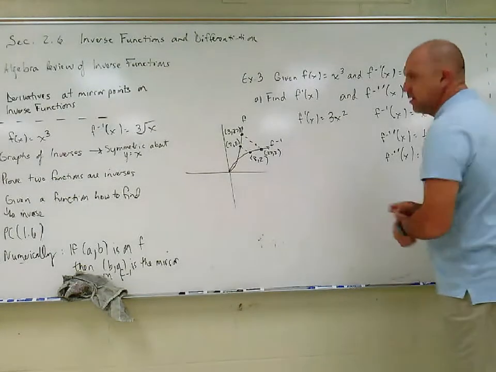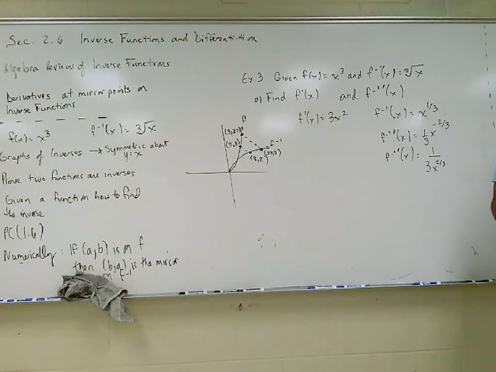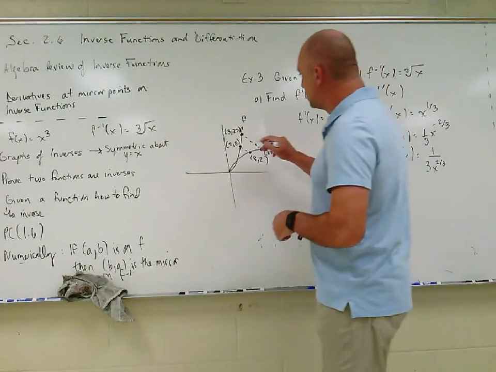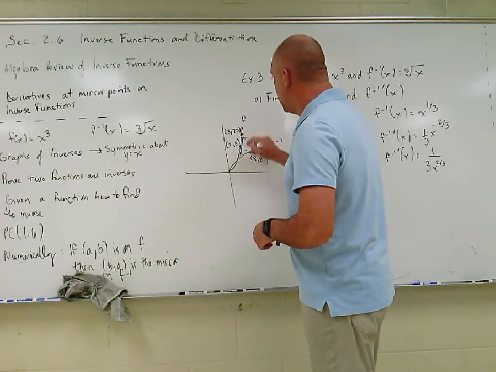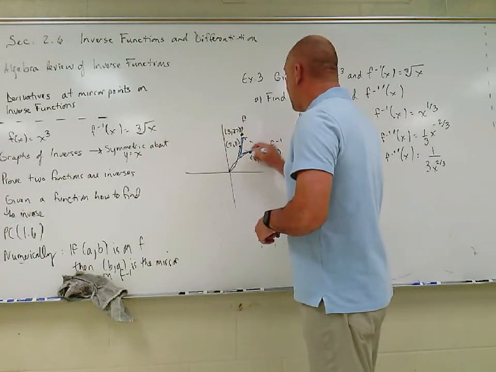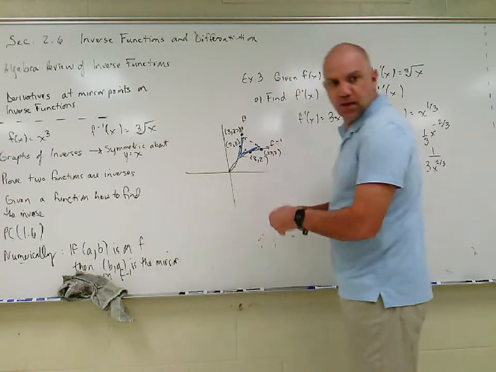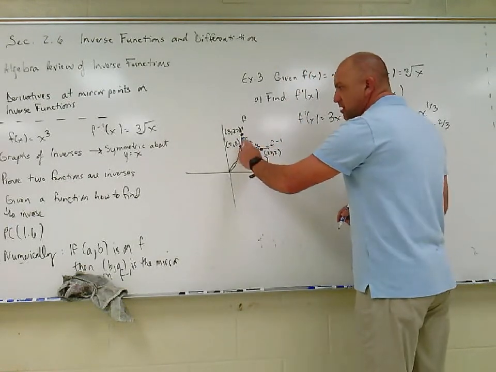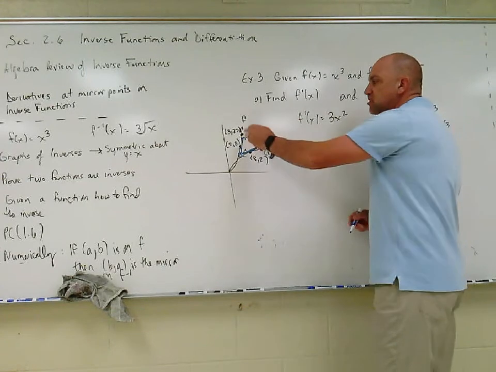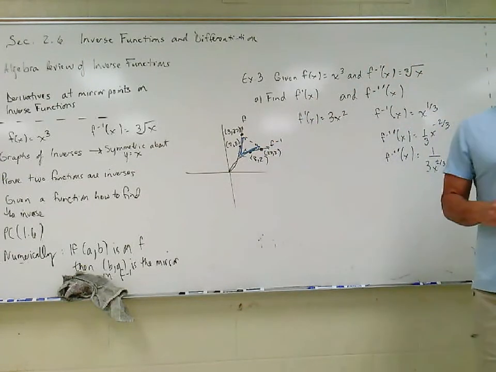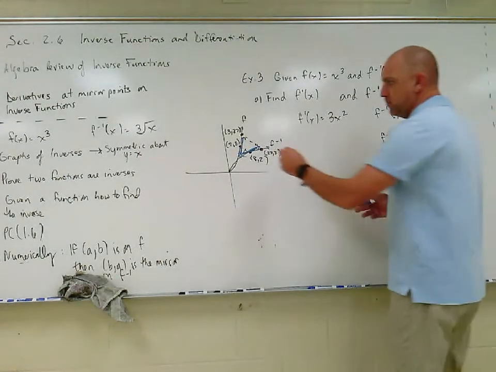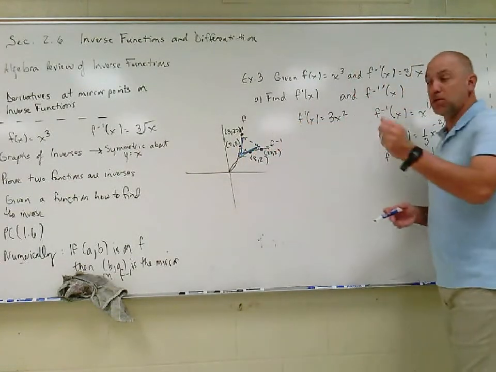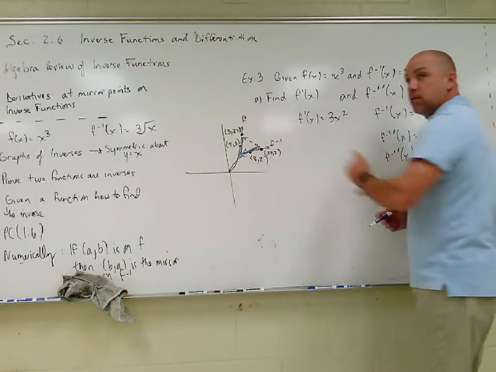So what we're going to do is, I want us to find the slope at mirror points, and I want you to see what happens. So we're going to find the slope on f at (2, 8), and the slope on f inverse at (8, 2). If you look there, what's the sign of both slopes? Are they both positive or both negative? They're both positive, but you can see one's steeper than the other one.